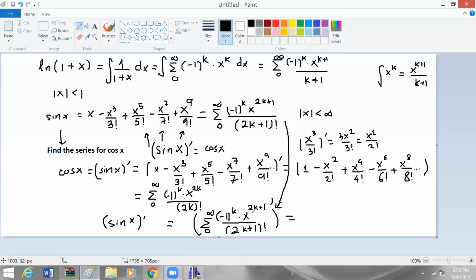So when I take the derivative, I'm going to bring down 2k plus 1. So this is from 0 to infinity, right? And then we're going to have negative 1 to the k, and I bring down 2k plus 1.